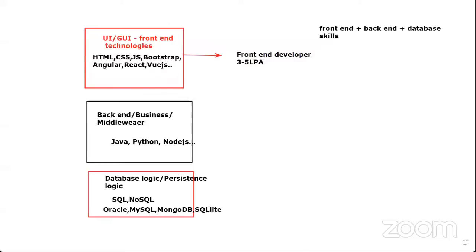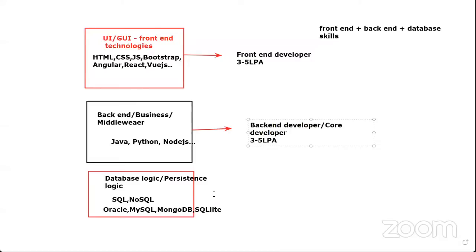Okay. And can you become backend developer alone? Yes, it is possible. Person who develops backend, we will call them as what? No answer. Yes, backend developer or code developer. Can you guess the average salary of backend developer as a fresher? It's again 3 to 5 lakhs per annum.